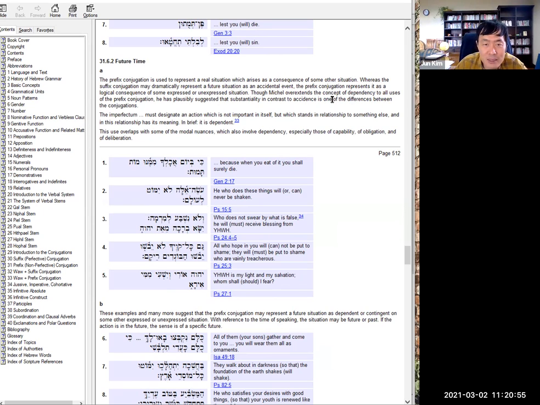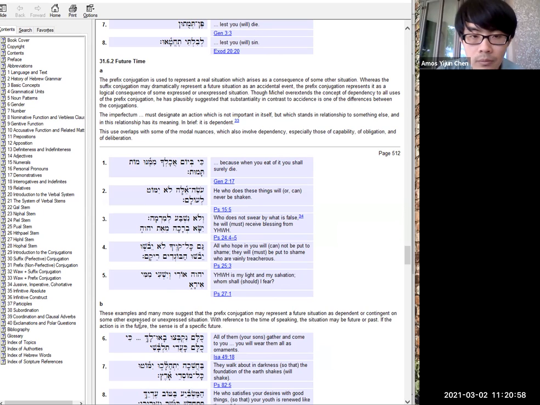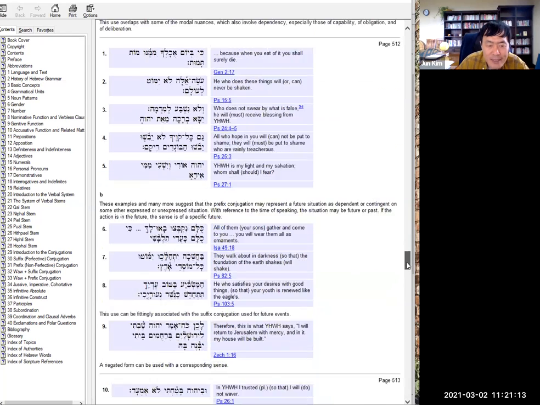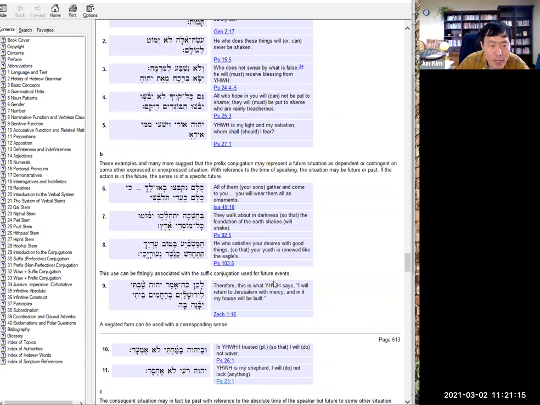Understanding this, what can you see? Let's go back to B. These examples and many more suggest that the prefix conjugation may represent the future situation as dependent on some other expressed or unexpressed situation. So now you can understand when we translate, where are you?